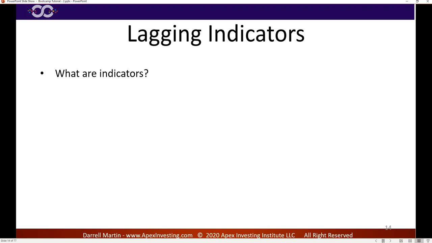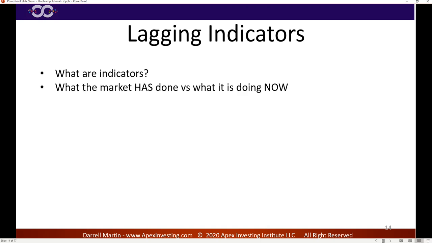So what are indicators? Okay, well, indicators are lagging. It's telling you what the market has done versus what it's doing now. And guys, listen to this.